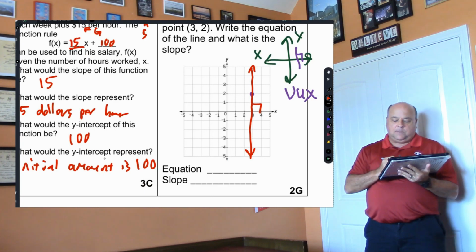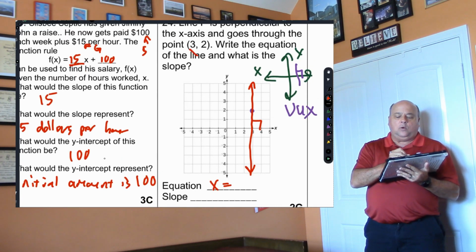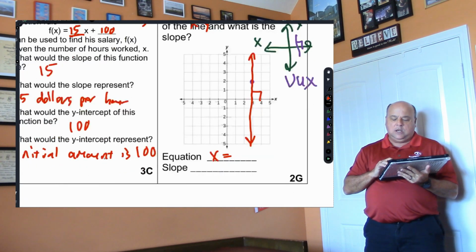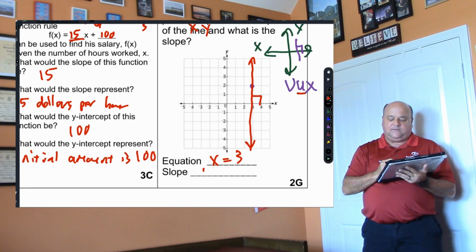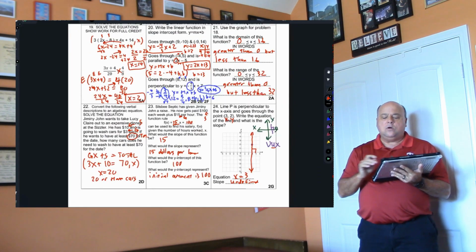Okay, the equation is going to be x equal, and go to the point, the x is 3, the y is 2, so my x equals 3, and the U stands for undefined. It's an undefined slope.